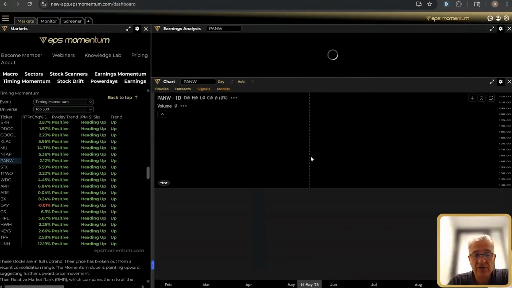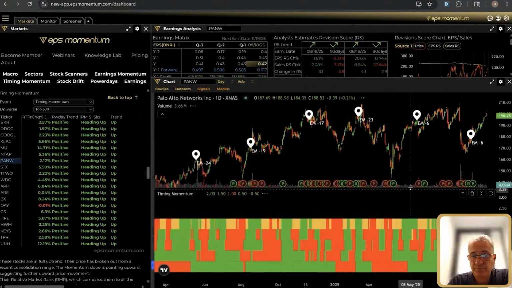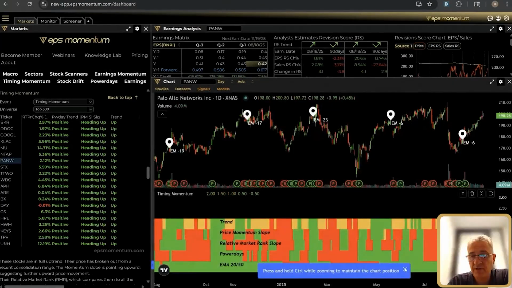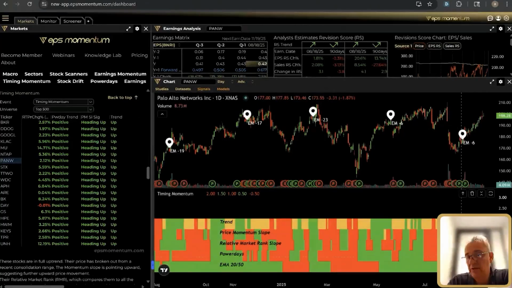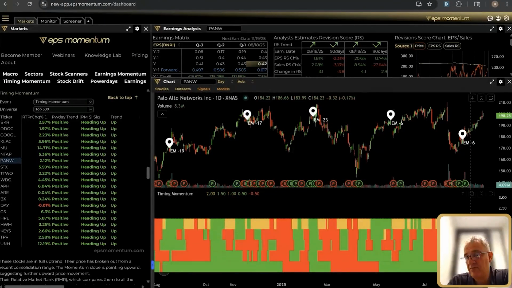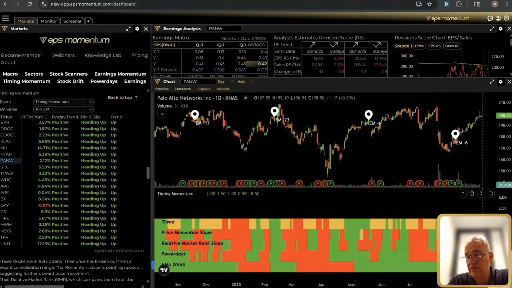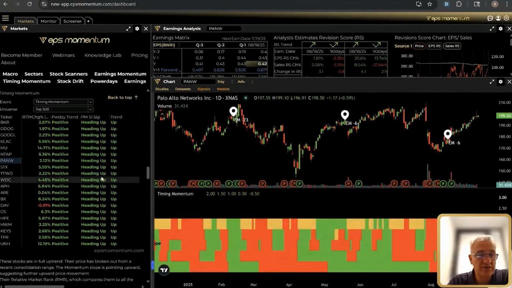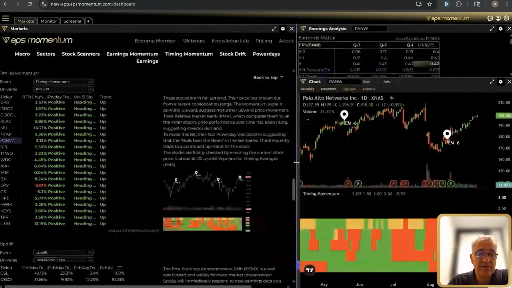So Palo Alto Networks. And there you go. You will have an all green period, 3 greens and a yellow and a red, and then 4 greens and a red. So on that day, you have about everything pointing green except the moving averages, and then it starts heading upward. You make basically 10% growth here within 20 days, and it's showing green. So something really, really important to get a good timing, hence the name timing momentum.